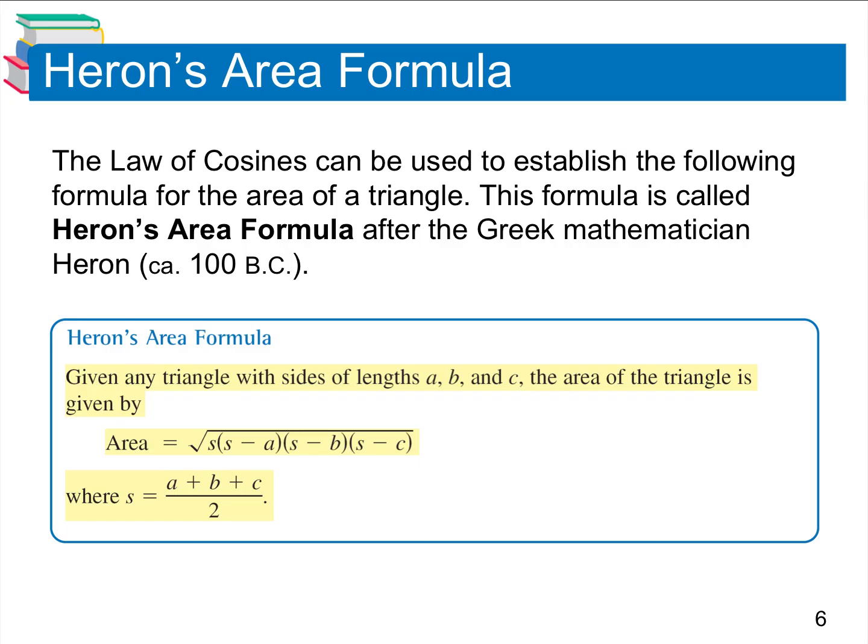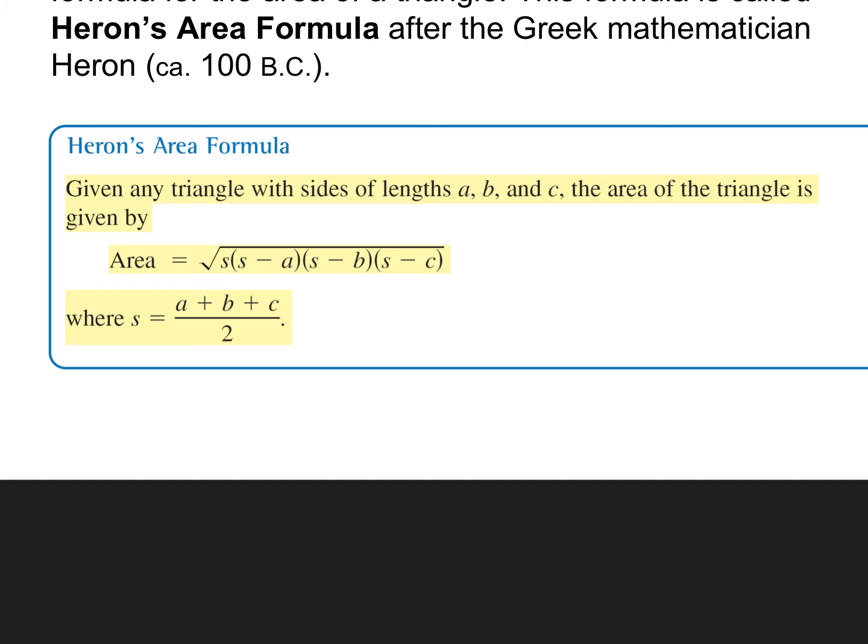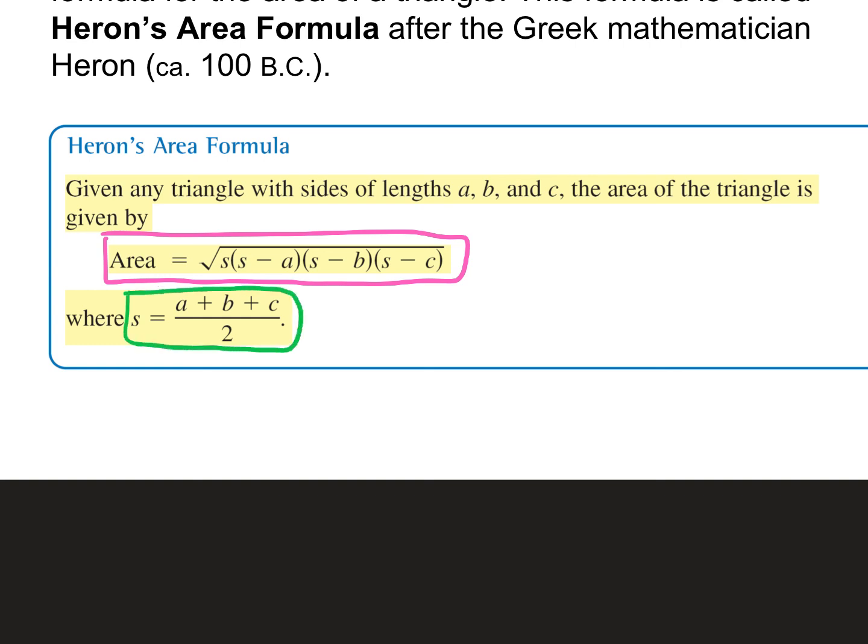All right, so the last thing we're going to do today is Heron's area formula. So law of cosines can be used to establish the following formula for the area of a triangle. It's Heron's formula. So our area formula here is the square root of s times s minus a times s minus b times s minus c. Now s is a variable we don't know, so to find s, it gives us a second formula here. So s is equal to a plus b plus c divided by 2. So first we have to figure out what s is, and then we plug that into our area formula so we can find the area.